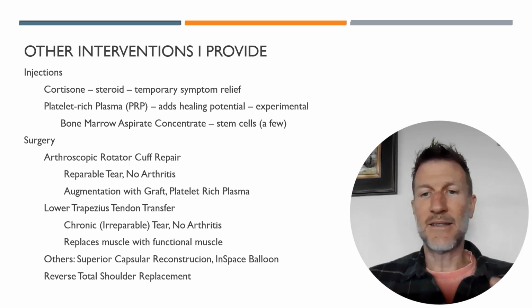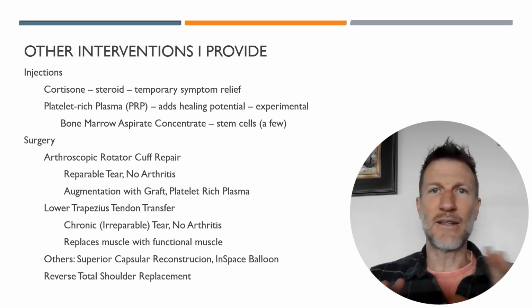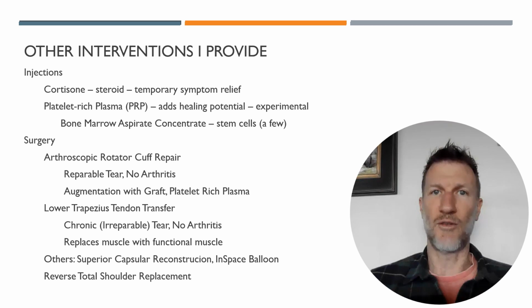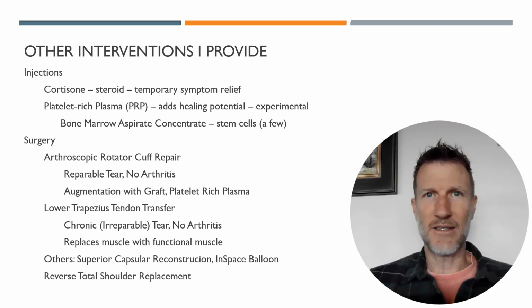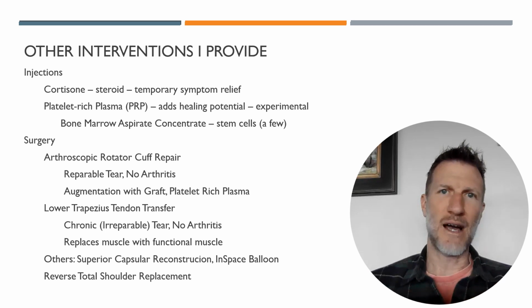Now, BMAC has an advantage that there's some stem cells in there. I will say the concentration is very small, and there's a few stem cells in there. It's not a huge concentration of stem cells. In the United States, we can't really give high concentration stem cells. It's been outlawed because you need to get it from an embryonic source.